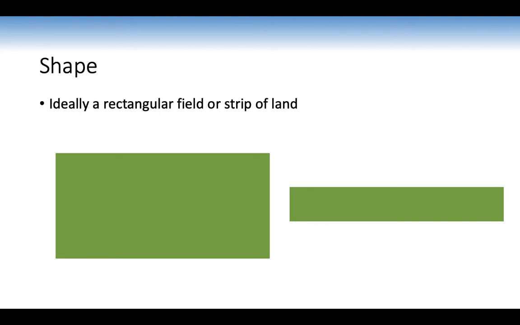Shape: ideally a rectangular field or a strip of land. A rectangular field is good, has appropriate length, and is almost like landing on an actual runway. Avoid circular fields, although you may be able to land in any direction. However, there could be long, tall crops growing. There could be irrigation machinery as well, which you would want to avoid.